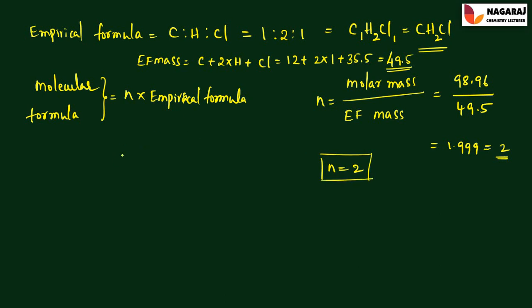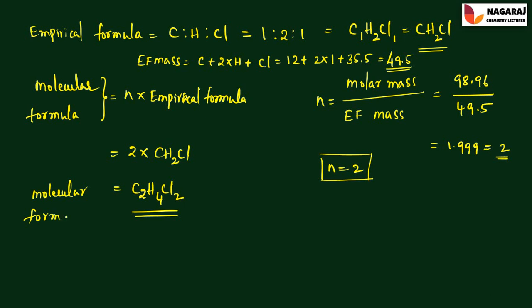So the molecular formula of the compound is 2 into the empirical formula CH2Cl. On multiplication it gives C2H4Cl2. So the molecular formula of the compound is C2H4Cl2.